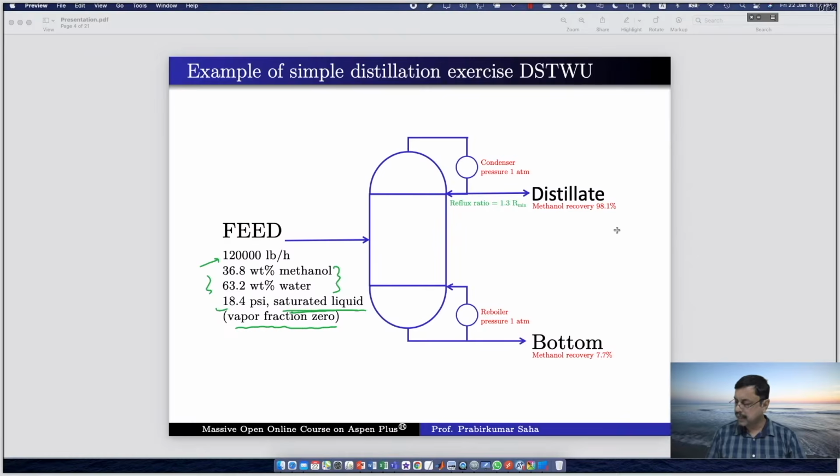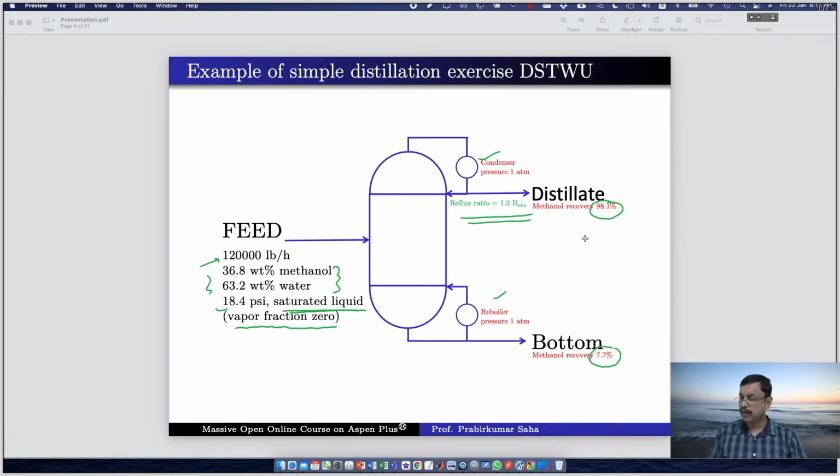The distillate contains 98.1% methanol, whereas the bottom product contains 7.7% methanol. Both condenser and reboiler operate at 1 atmosphere pressure. The reflux ratio is 1.3 times the minimum reflux ratio. So with this information, we will use the shortcut distillation method using the Winn-Underwood-Gilliland method.